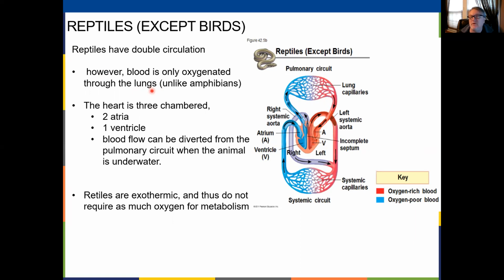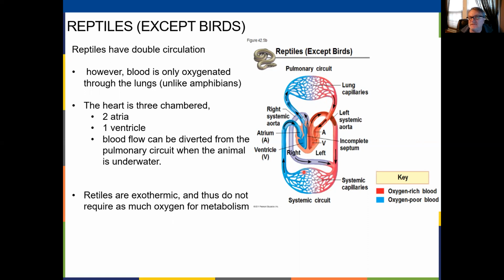Now, the problem is, they're not going to be able to recharge the oxygen. Instead, what they do is they completely shut off the pulmonary circuit. Amphibians partially would shut it off. Reptiles have the ability to completely shut it off. And they've even added an additional artery coming off the middle of the heart to allow a complete bypass. So there's essentially two aortas, a left aorta and a right aorta, and a pulmonary artery that can be completely turned off when they're submerged.